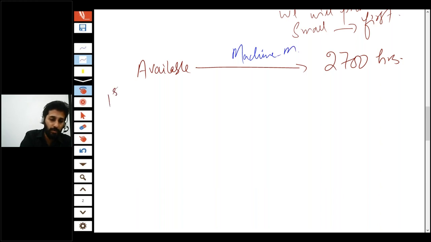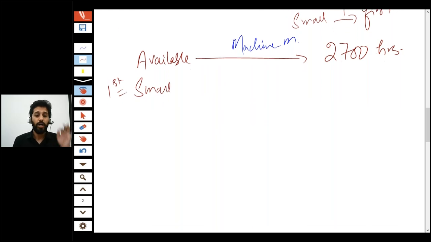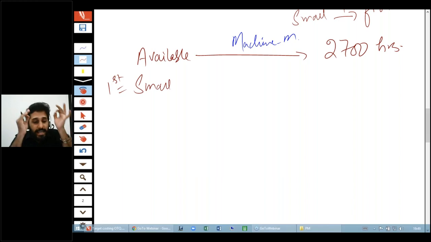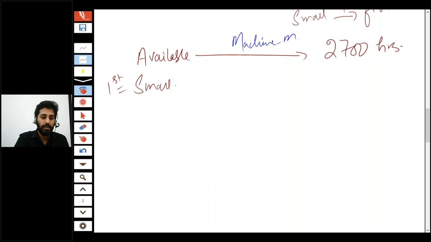And first I will be producing product small. You are not supposed to meet the maximum demand. You are supposed to meet the agreed demand, the agreed number of units, right? And the agreed are 1,000 units. So product small, 1,000 units, will be made first as this is the contract.